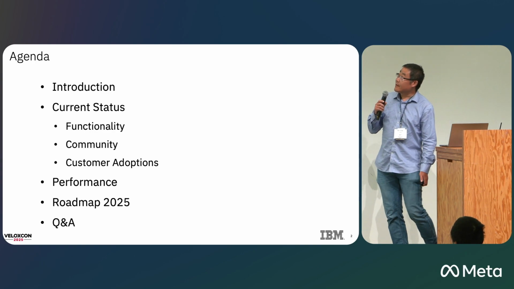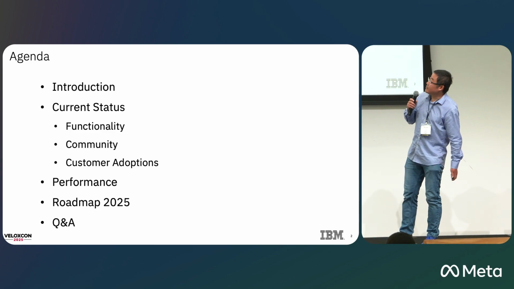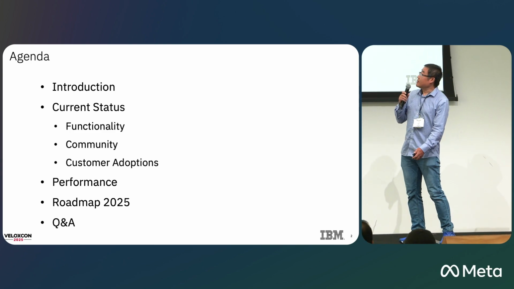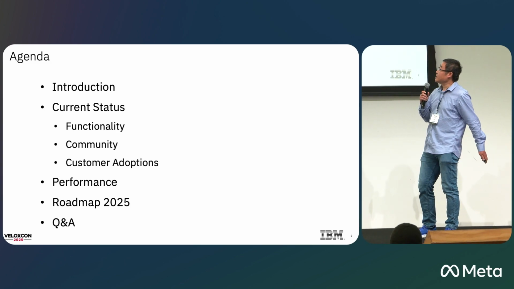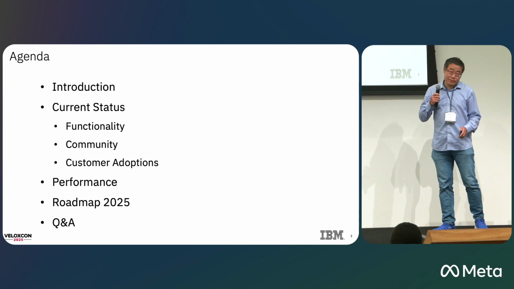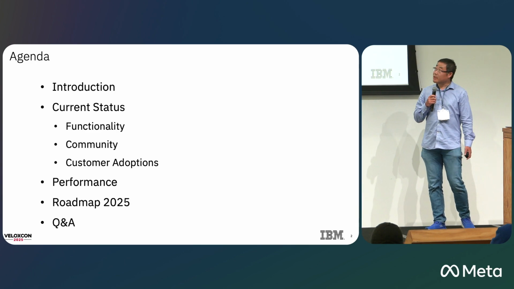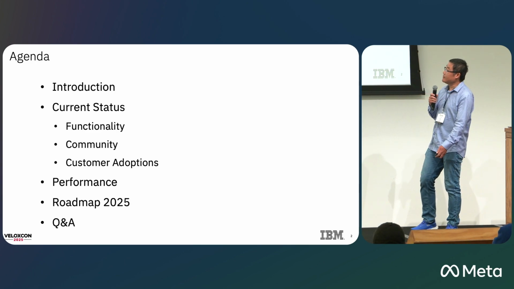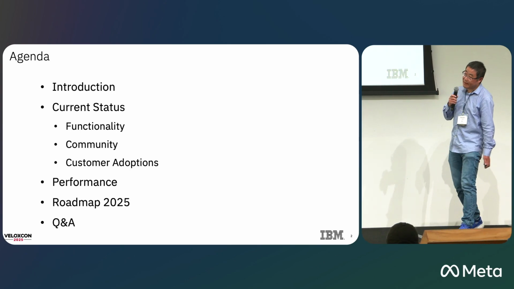Today, I will cover several topics. First, a simple introduction. I have already introduced it many times in different forums, but there are some new people today, so I'd like to introduce it a little more. Then the current status of the functionality, community, and customer adoptions of Apache Gluten, and then some performance data and the roadmap of 2025, this year.